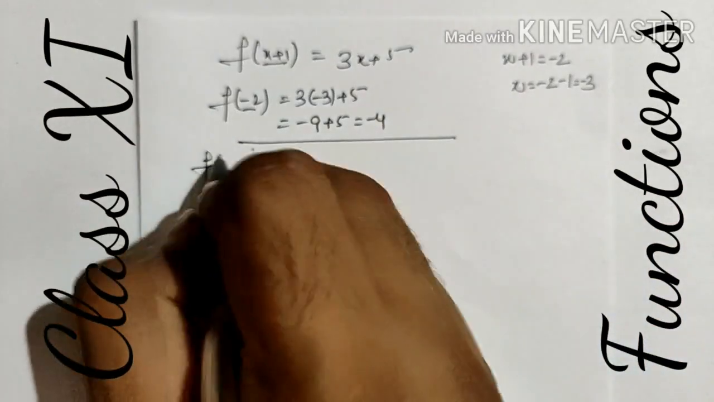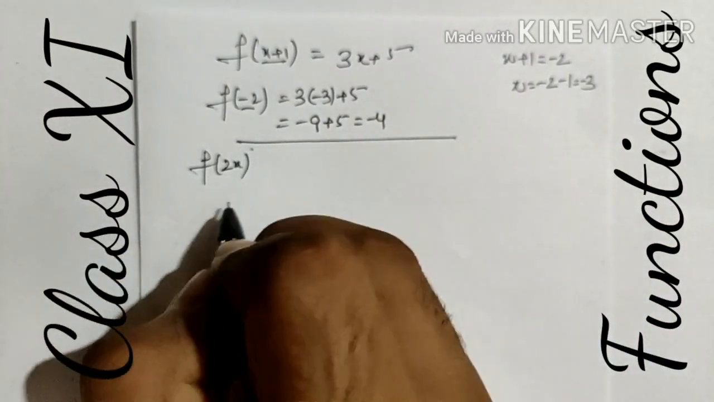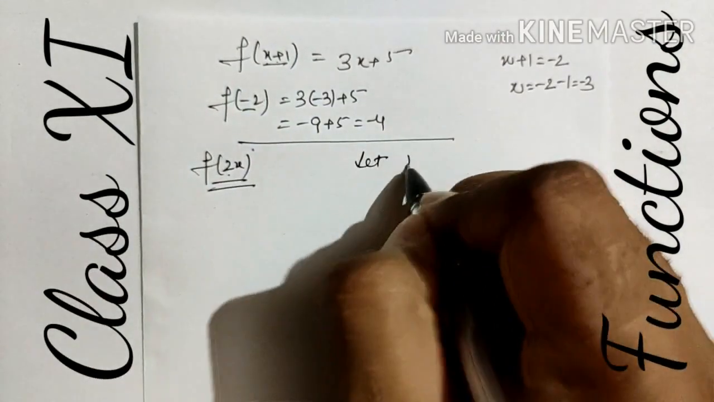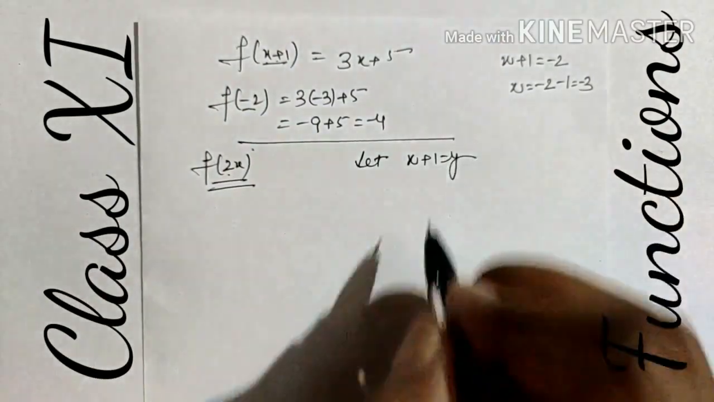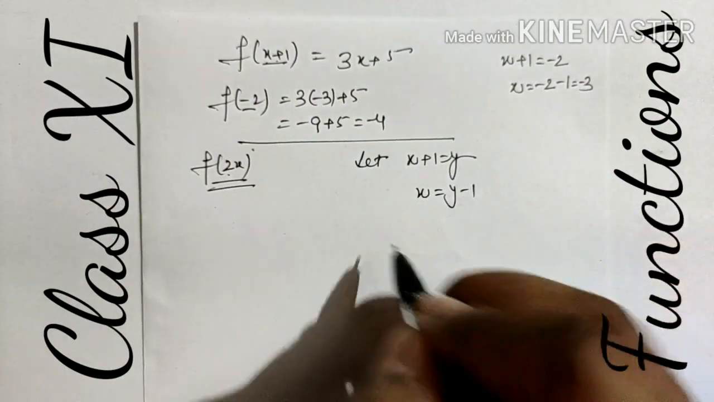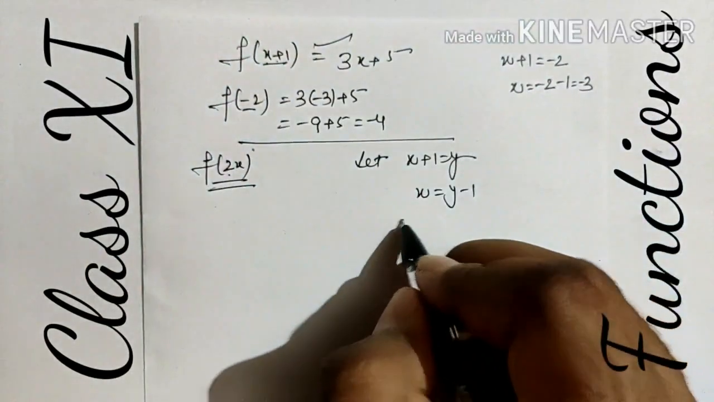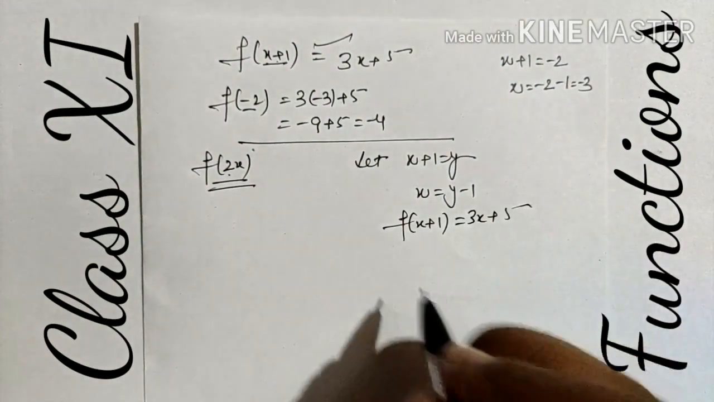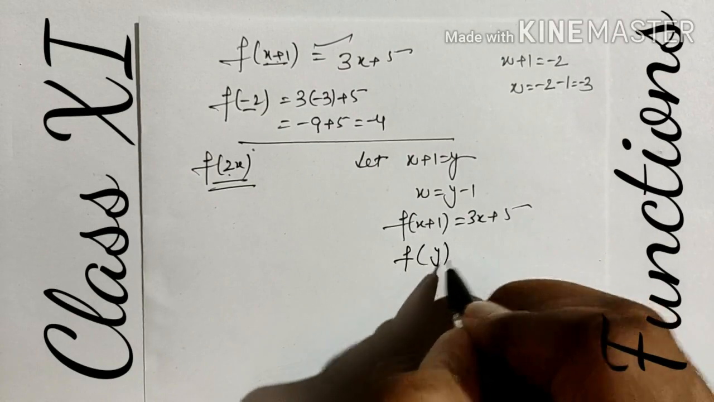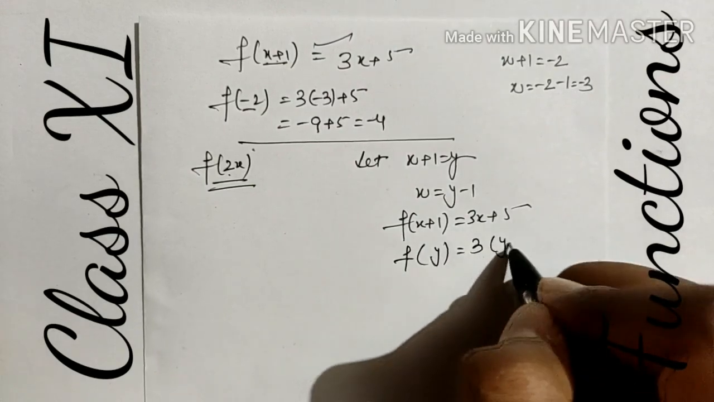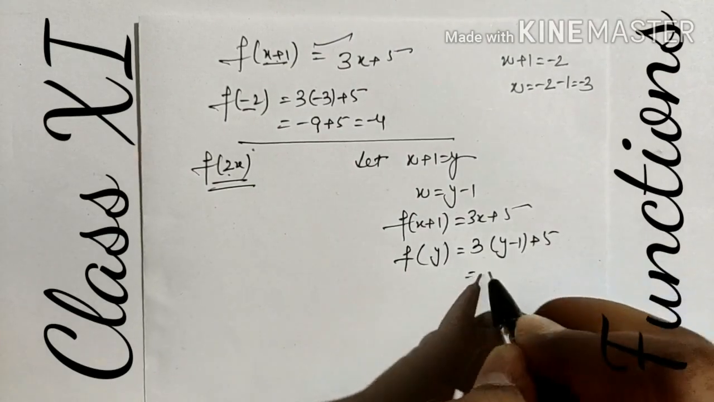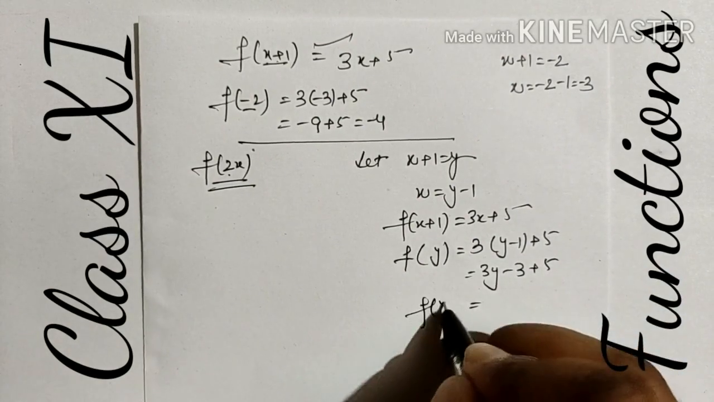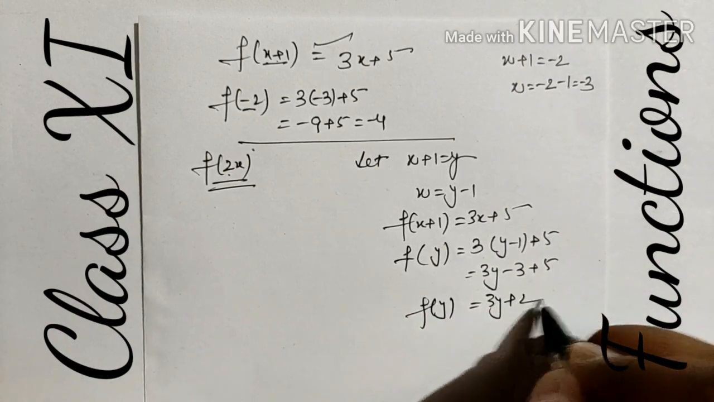Another part it is given. We have to find out the value of f of 2x. First of all, we have to convert the function accordingly, taking let x plus 1 be y. So the value of x becomes y minus 1. So we get from the function here, f of x plus 1 is given as 3x plus 5. If you see here, this value is replaced by y and x is replaced by y minus 1. We get this one from here. It means the function in terms of y is given by 3y plus 2.